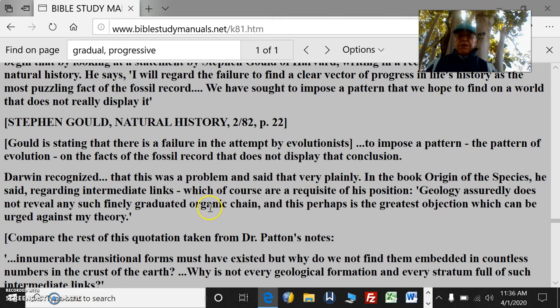Darwin recognized that this was a problem and said that very plainly in the book Origin of the Species. He said regarding intermediate links, which of course are a requisite of his position, "Geology assuredly does not reveal any such finely graduated organic chain, and this perhaps is the greatest objection which can be urged against my theory."